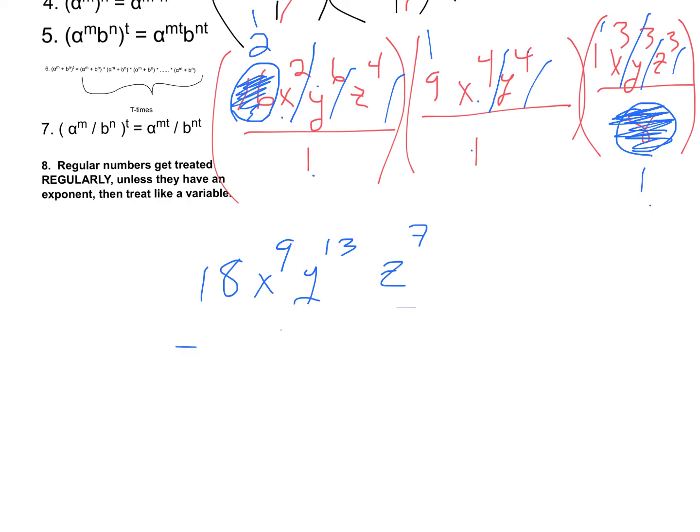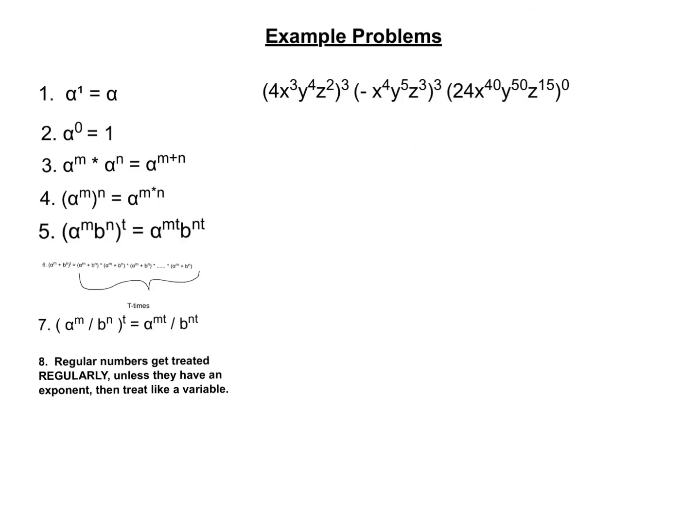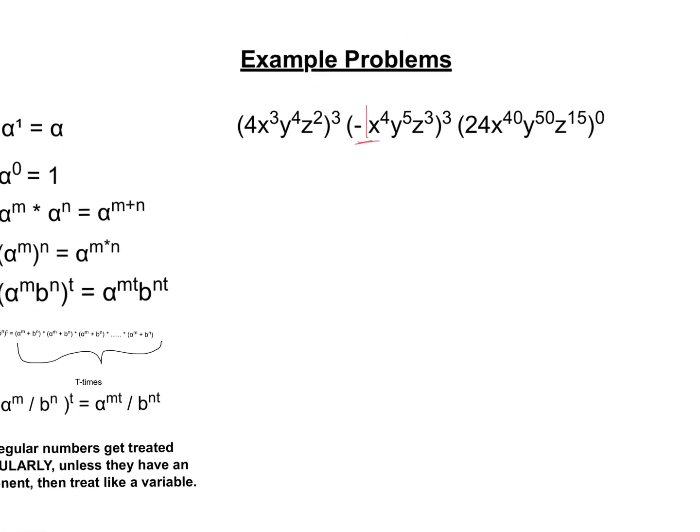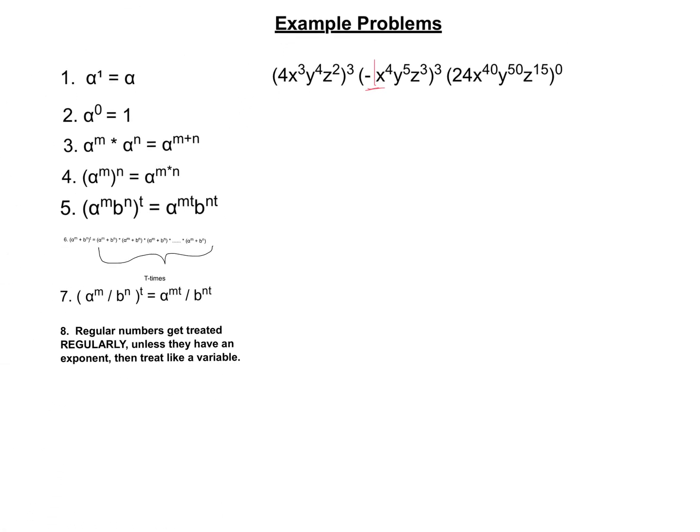So there it is. Alright, let's really have some fun on this one. Now be careful. One thing you should note, that negative here really means -1. So I'm going to fill it in to remind myself that it is there. Okay? Alright, so here we go. Power to power. 4 cubed, 64. X cubed is x to the 9th. Y to the 4th cubed is y to the 12th. Z squared cubed is z to the 6th.